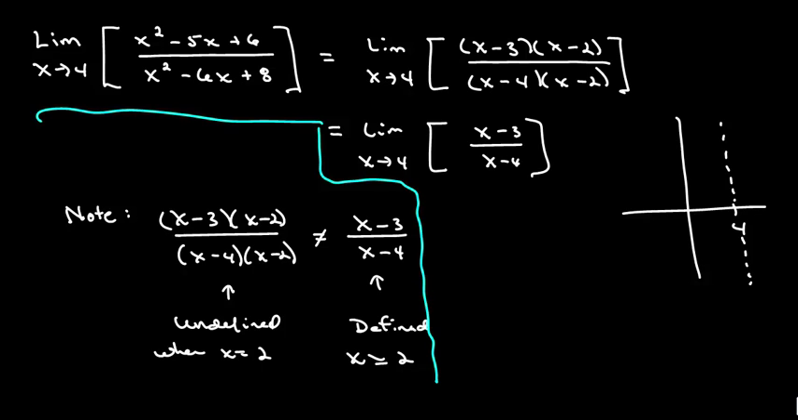And so when the x values are more than 4, both of these are positive, so it would look like this, and on this side it looks like this. As we come in at 4 from this side, we go towards positive infinity. As we come into 4 from this side, we go towards negative infinity. So this limit does not exist.